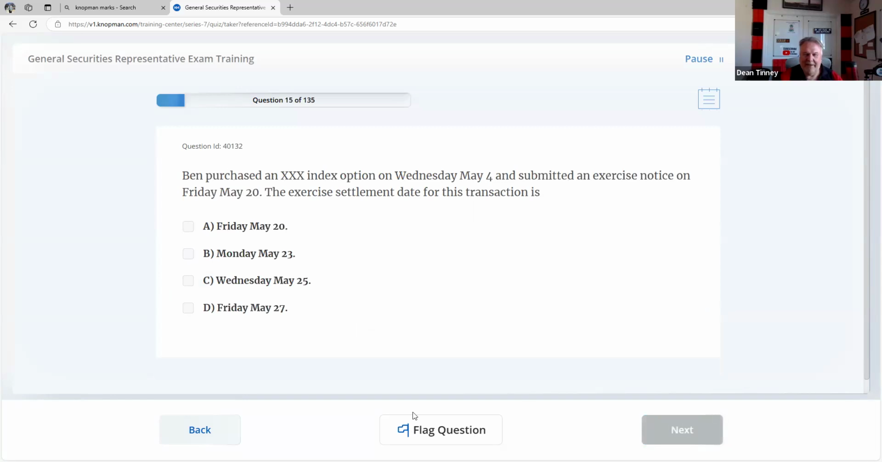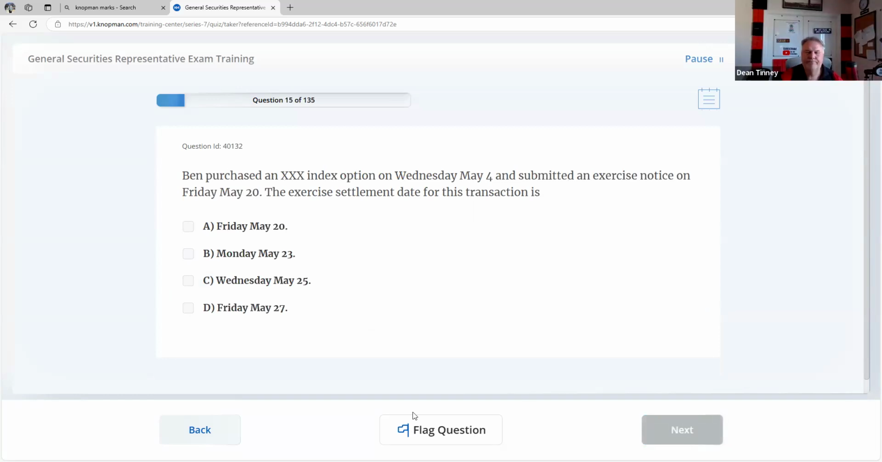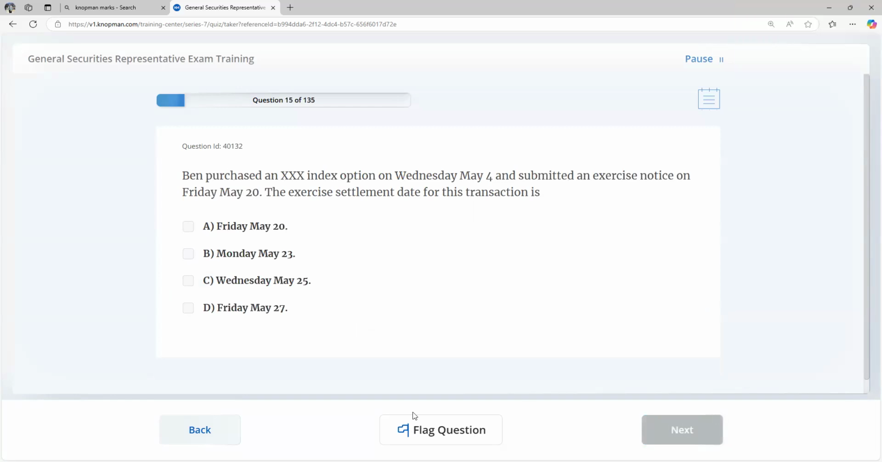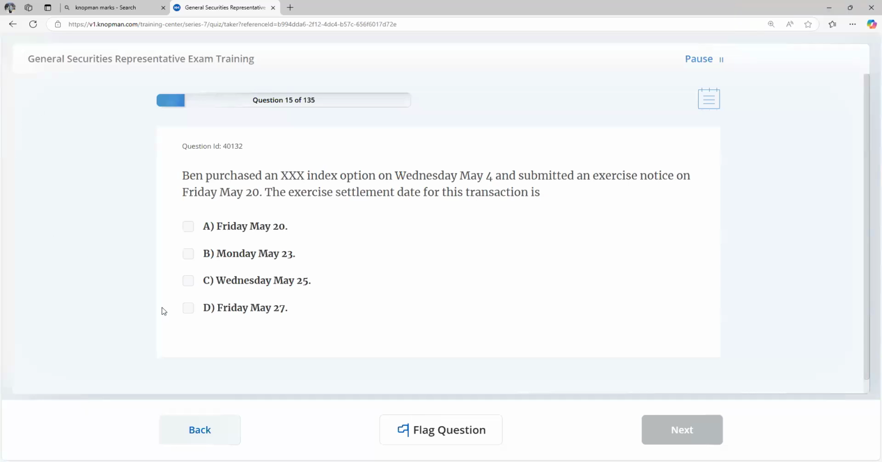Ben purchased a triple X index option on Wednesday, May 4th, and submitted an exercise notice on Friday, May 20th. The exercise settlement date for this transaction is... Well, index options are T plus one, right? That's right. So wouldn't it be... okay, hold on. So he purchased it on the 4th and the... I'm still thinking it's the same day.